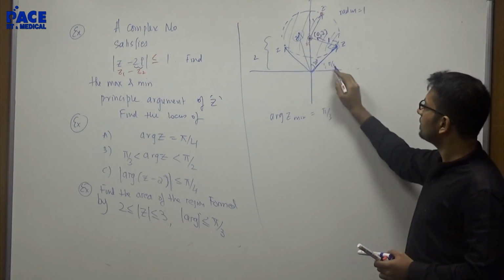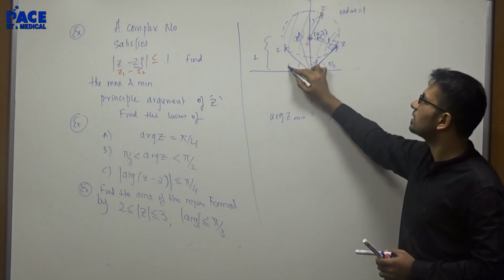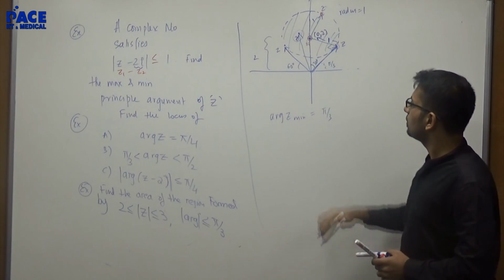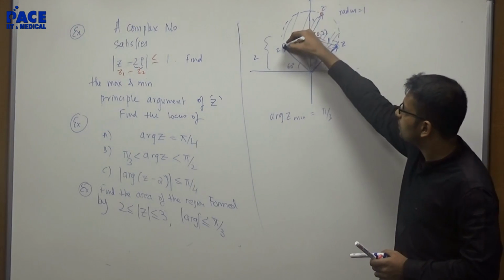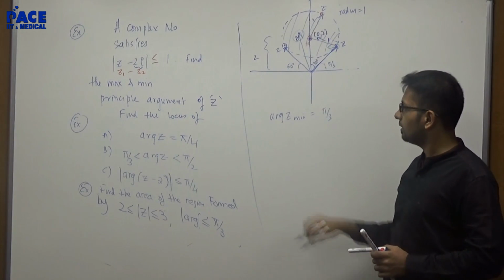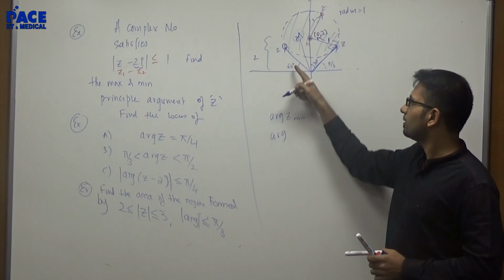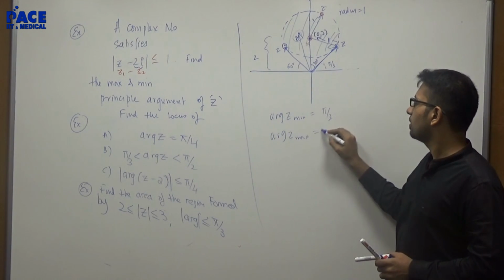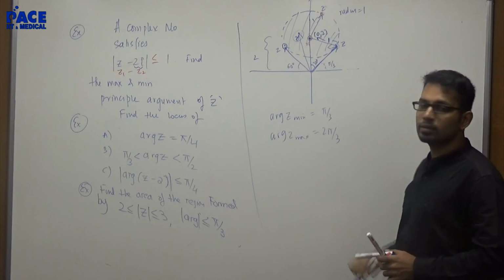Okay, and this is 60. By symmetry this will also be 60, right? So what is the argument of z in this case? Yes, 120. Supplementary of that. Maximum will be 120. Is it making sense?